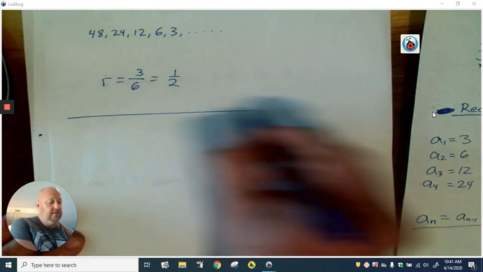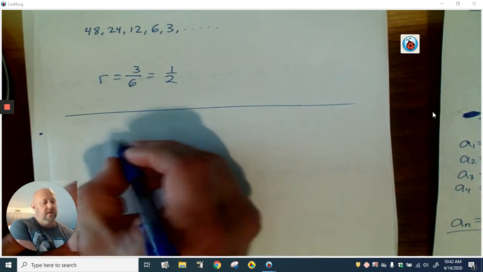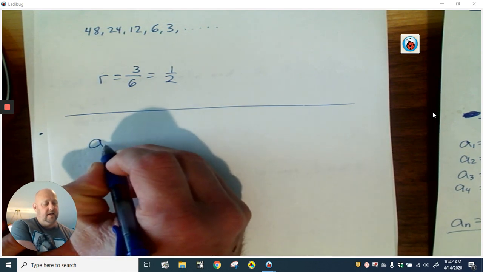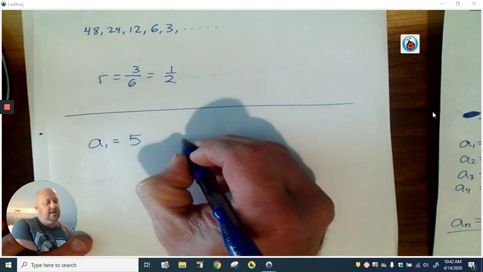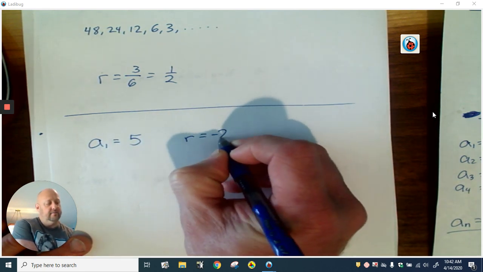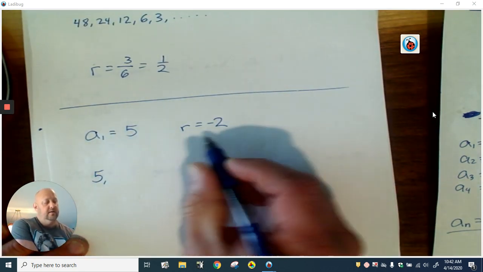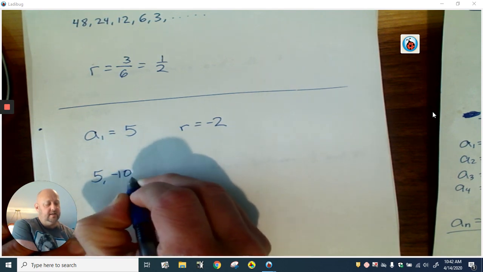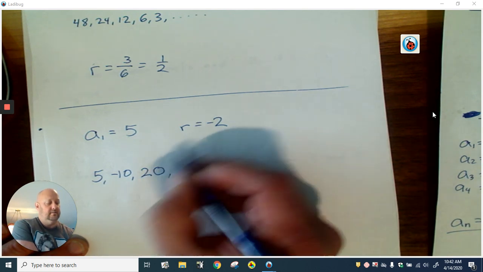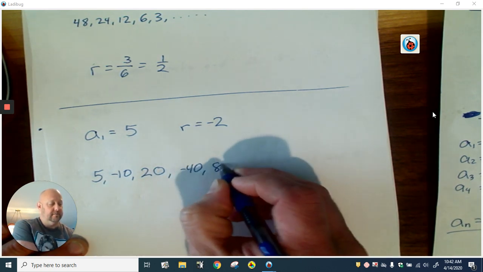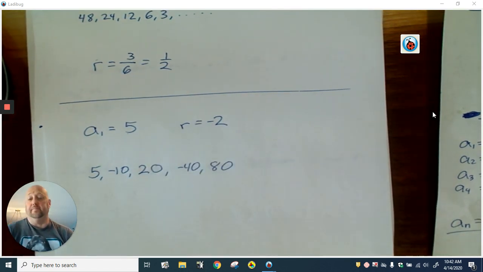Also, with geometric sequences, I can have some pretty interesting patterns. When you think of something like if I had an a sub 1 of, let's say, 5, and then I take an R value of -2, well, that means the pattern is going to go 5. 5 times -2 would be -10, times -2 would be +20, and then -40, +80. So it can go positive, negative, positive, negative, positive, negative, if the R value is negative.